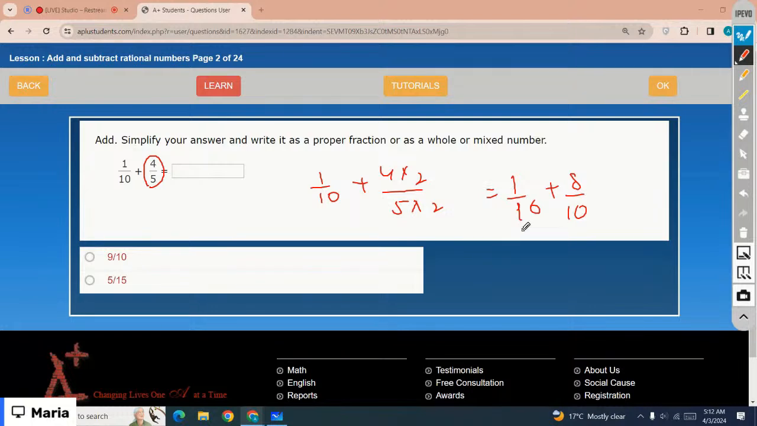So you simply add the numerators. 8 plus 1 is 9. That is 9 over 10. The correct option is option number 1, that is 9 over 10.